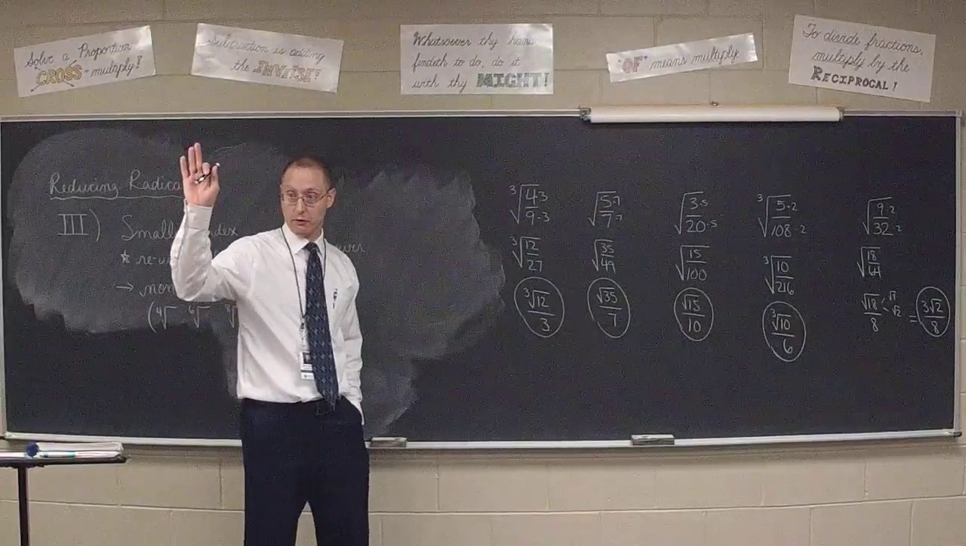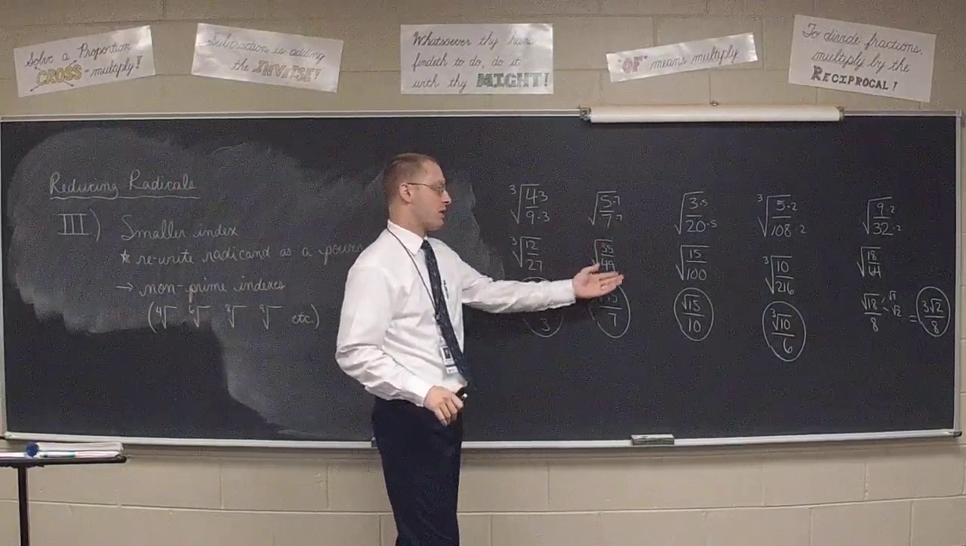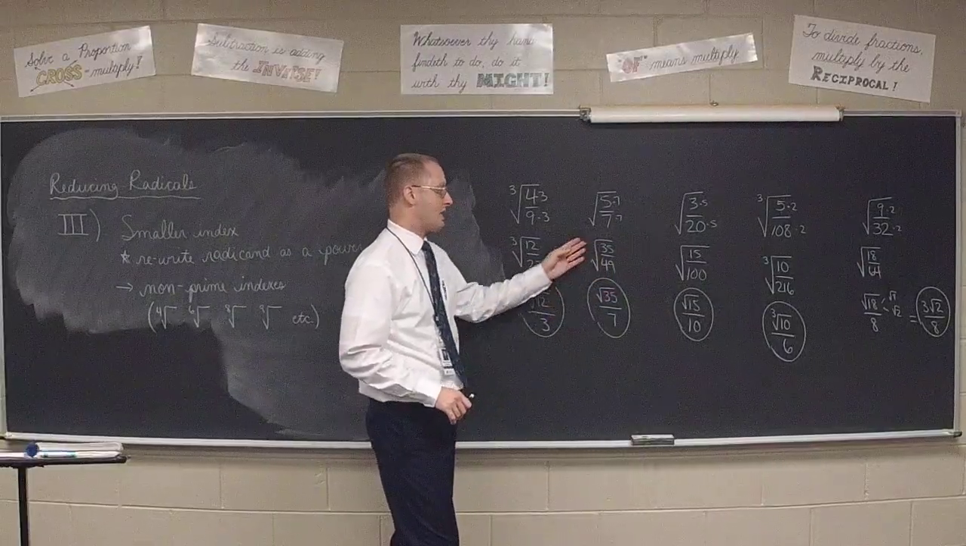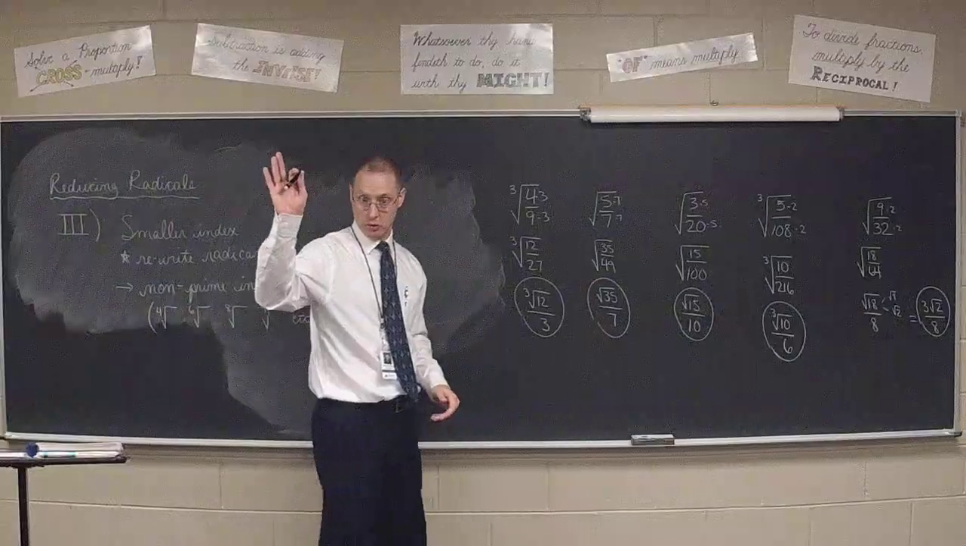Are we good to go on at least the first one? On the next one, 7, since it's a prime number, it needs another 7 to get the 49. And leave the square root of 35, nothing else in there, all over 7. Good to go on the second one.